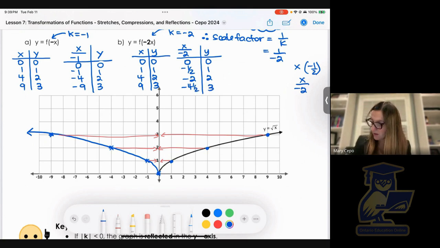So when we graph that, I'm going to try a different color. We're going to say at 0, we're at 0. At negative 1, we're at 1. At negative 2, we're at positive 2. And at negative 4.5, we are at 3.